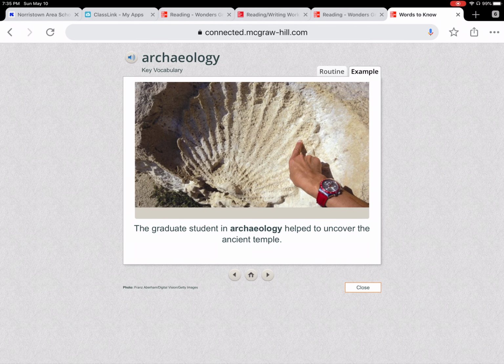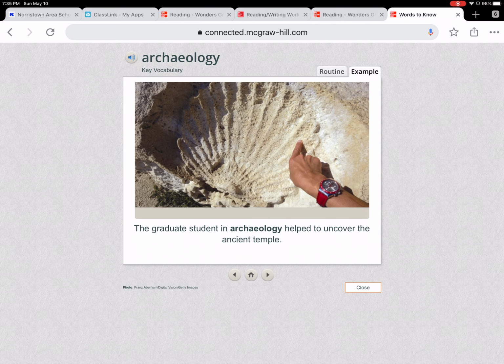Archaeology. The graduate student in archaeology helped to uncover the ancient temple. Now, just like always, you should have a piece of paper and a pencil ready to go so you can write down the word. Okay? Do you see a context clue in that word that might help you figure out what that word means? The graduate student in archaeology helped to uncover the ancient temple.